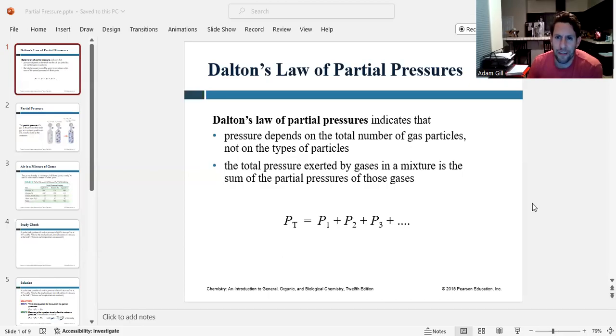Hey everyone. In this video, we're going to be talking about Dalton's law of partial pressures. Now, this concept basically is stating that the total pressure of a gas sample is equal to the individual pressures of all the gases in a mixture.